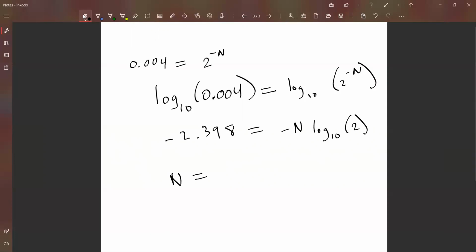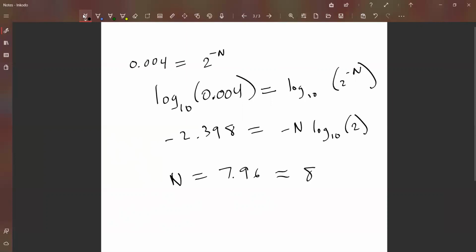That's the log base 10 of 2. Okay, so 2.398 divided by log of 2. I'm doing this on my calculator, and I get 7.96, I'll call it, which is awful close to 8.